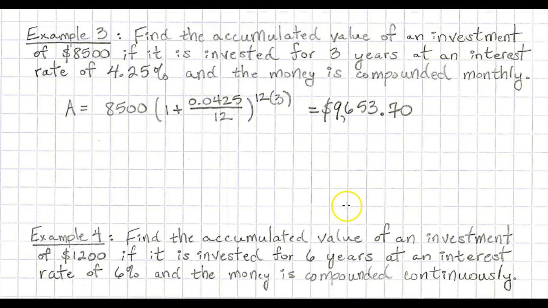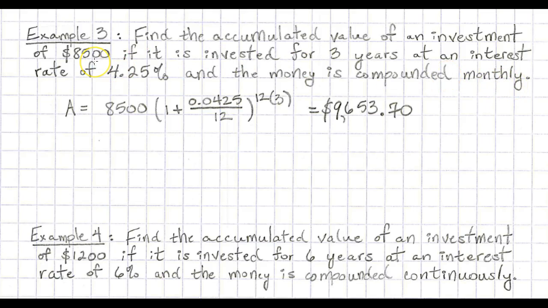So, we want to see what's better. Find the accumulated value of an investment of $8,500 if it is invested for 3 years at an interest rate of 4.25% and the money is compounded monthly. Okay, so we have an interest rate of 4.25%. In decimal form, that interest rate is 0.0425. Compounded monthly tells me that n, the number of compounding periods per year, is 12.